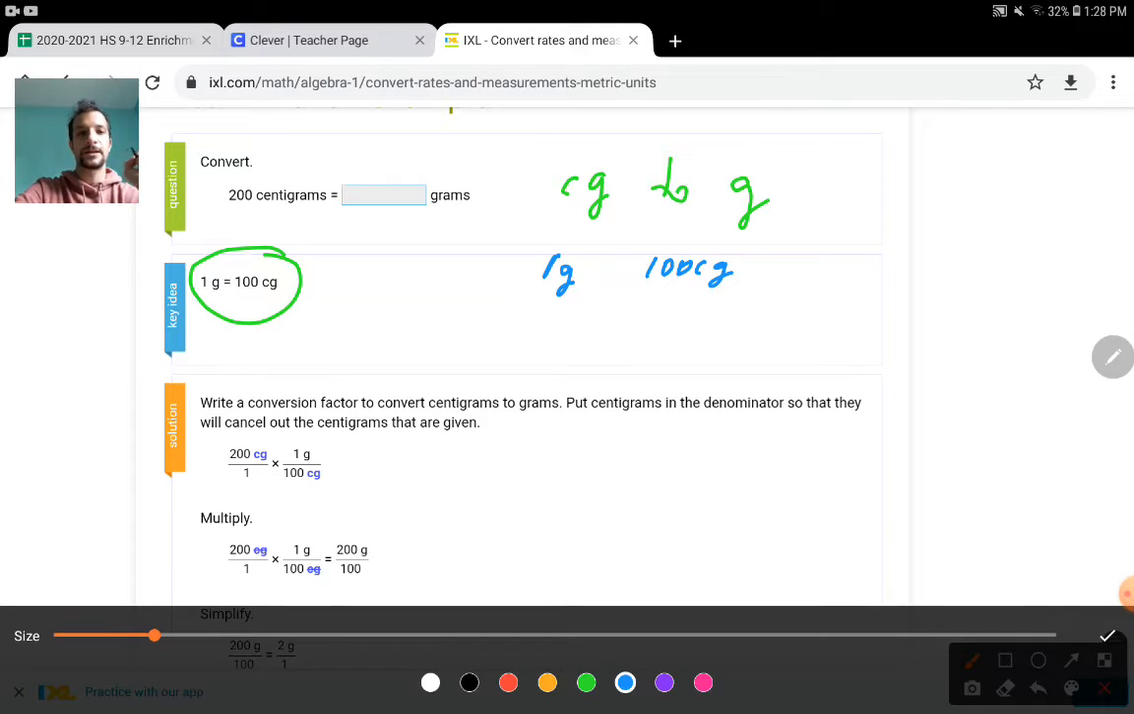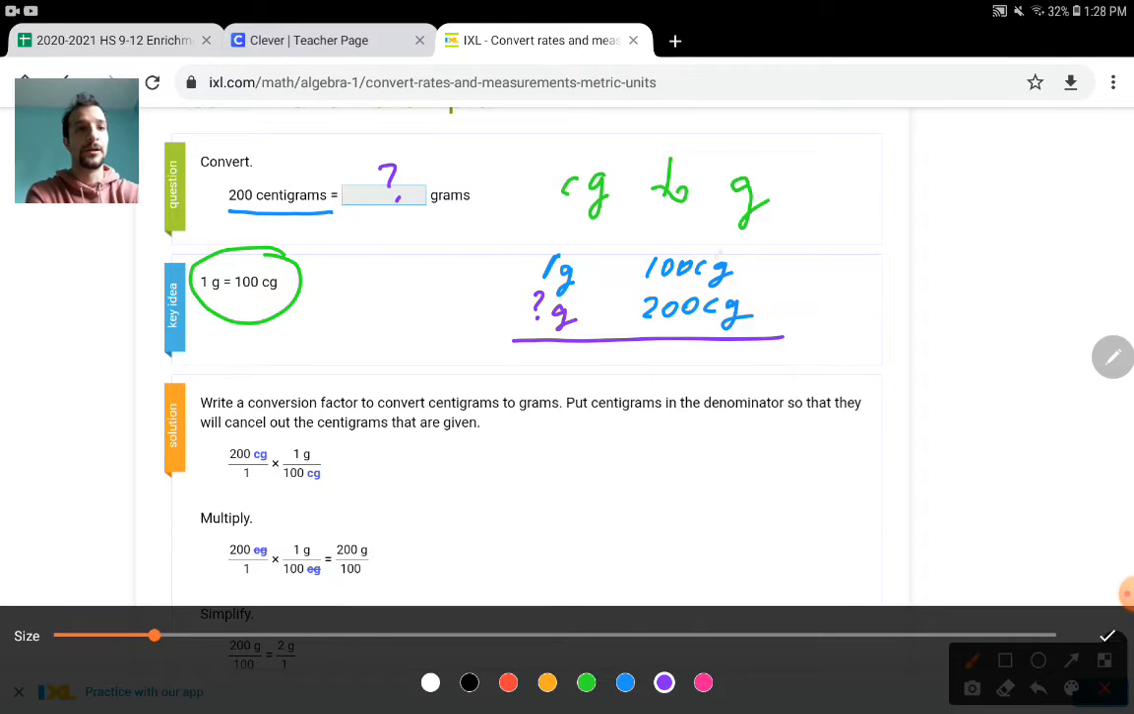Using this, this is 200 cg. I'll put it underneath here. My question is, how many grams? Question mark, gram. This is what I need to figure out. The numbers are on the right side. It's not going to be the same every single time, so don't worry about ending up with two numbers on the right side.